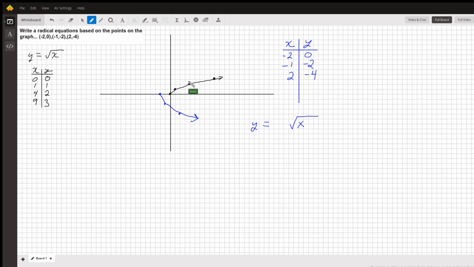Now we want to try to figure out what makes this graph transform into this graph. So we start out with our square root of x, like we have here. Our origin point is 2 spots to the left. So when we have an origin point that moves 2 spots to the left, we write that as x plus 2.